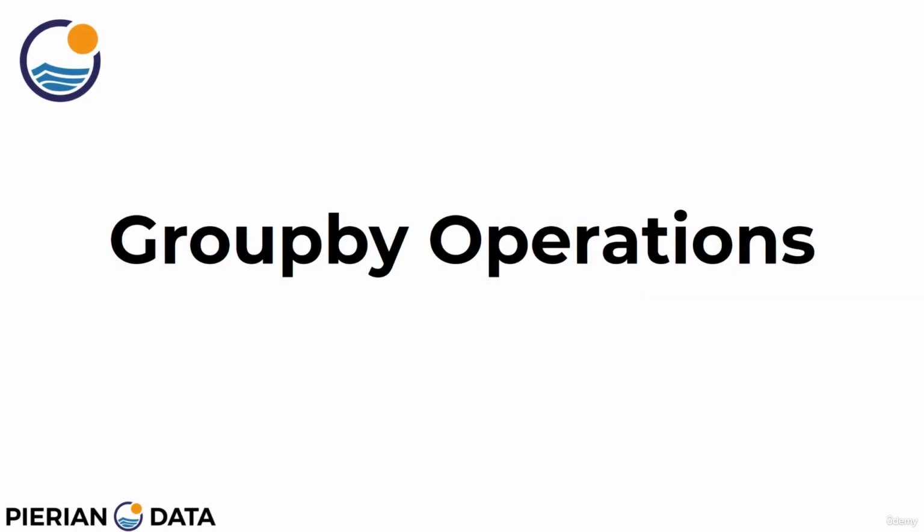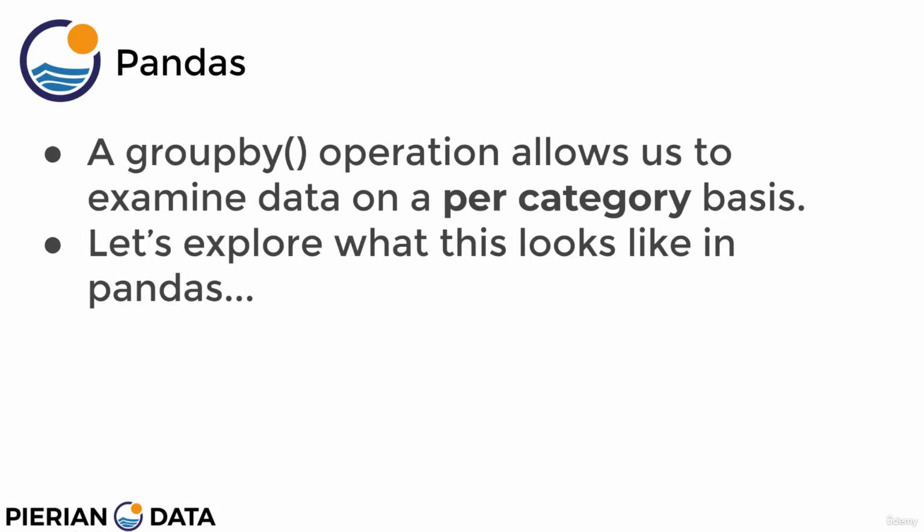Welcome back everyone to this discussion on group by operations, along with a discussion on the multi-level index in Pandas. A group by operation call allows us to examine data on a per category basis. So that means being able to answer questions like, what's the average per group or per category? Or how many rows do we have per category? So let's explore what this looks like in Pandas and what we mean when we talk about per category.